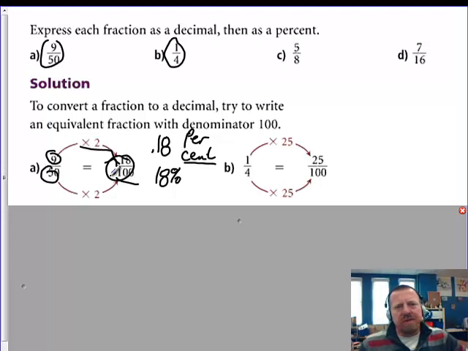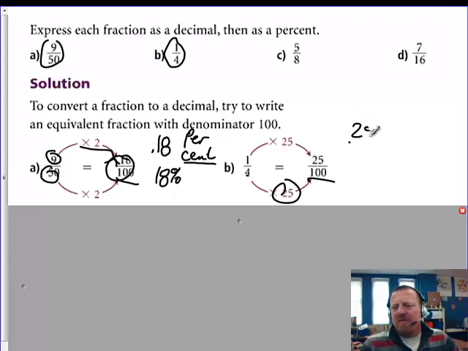Well, 1/4 isn't that much more difficult, right? What do you have to multiply 4 by to get to 100? Well, 25. So 4 times 25 is 100. If you have to multiply the denominator by 25 to get it to 100, you have to multiply the numerator by the same amount. 1 times 25 is 25 over 100.